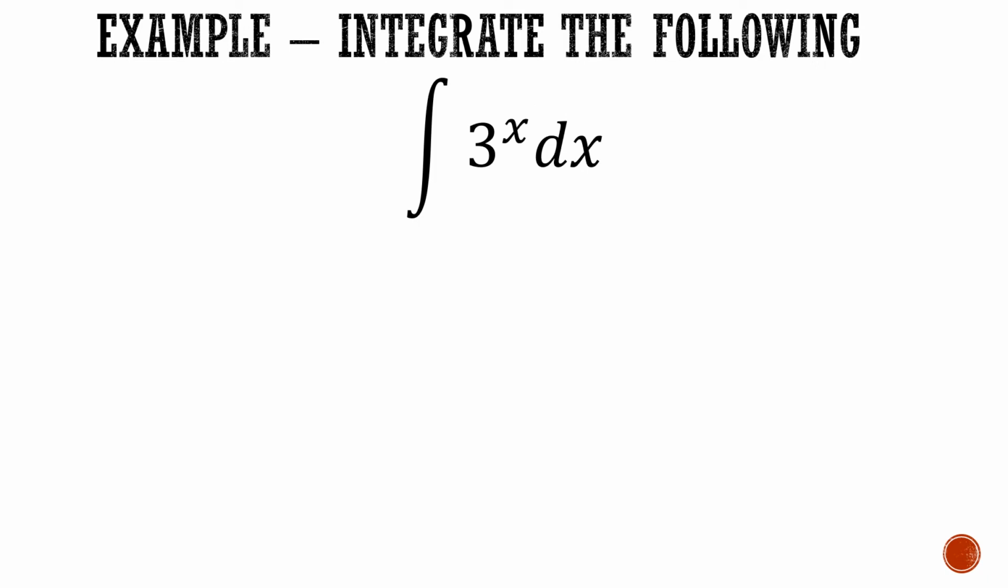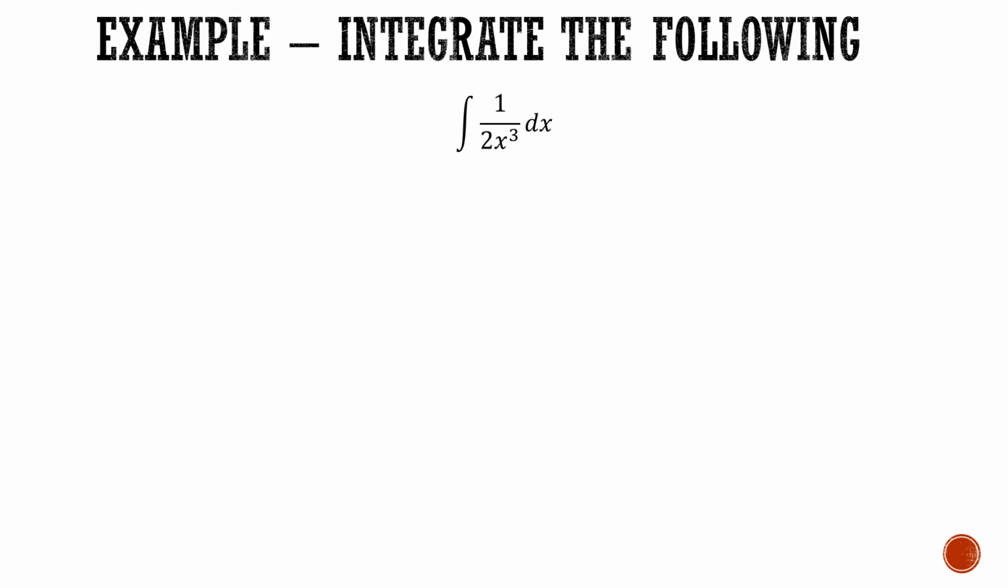Next example, we have the integral of 3 to the x dx. Again, using my formula from earlier slides, or just thinking about the derivative of 3 to the x. The derivative of 3 to the x was 3 to the x ln 3. So for the integral, instead of multiplying by ln 3, I'm going to divide by ln 3. So I end up getting 3 to the x over ln 3 plus c.